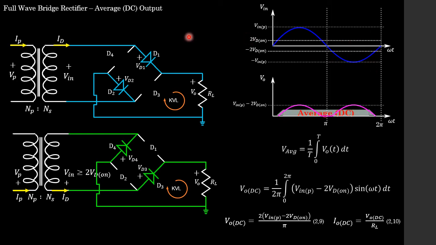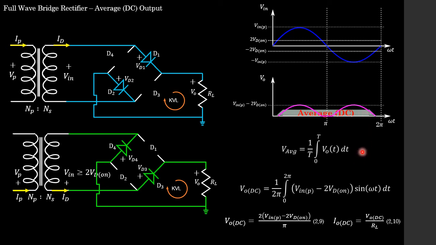And now, students, that we're familiar with the waveforms, we can go ahead and calculate the average or DC output of our full wave bridge rectifier. Again, I've got the two schematics of the forward or positive half cycle and the negative half cycle equivalent circuits. And if we look at the output voltage curve, the average or DC is simply the area under the curve.